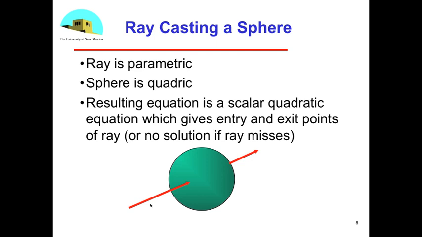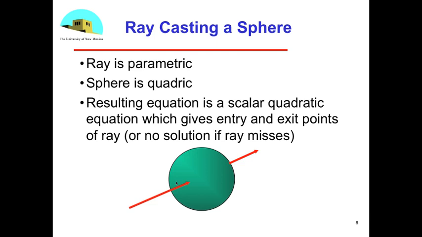If there are no solutions, that means that this ray misses the sphere. If there's one solution, the ray is tangent to the sphere. If there are two solutions, one is the point where it enters the sphere, and the second corresponds to the point where it leaves the sphere. So you can always find the first intersection. And that's certainly true of any quadric, and that's what makes, as we've said before, doing ray tracing with quadrics very, very easy to do.